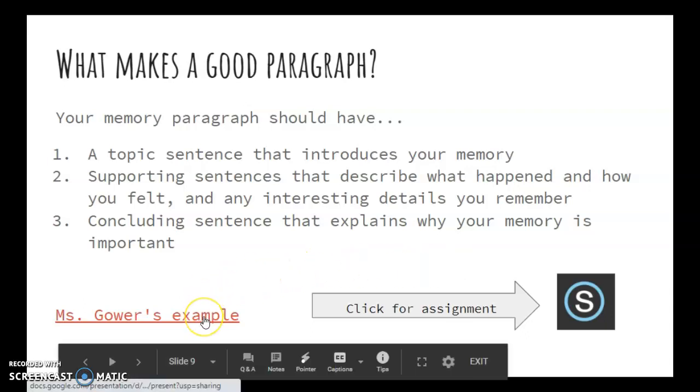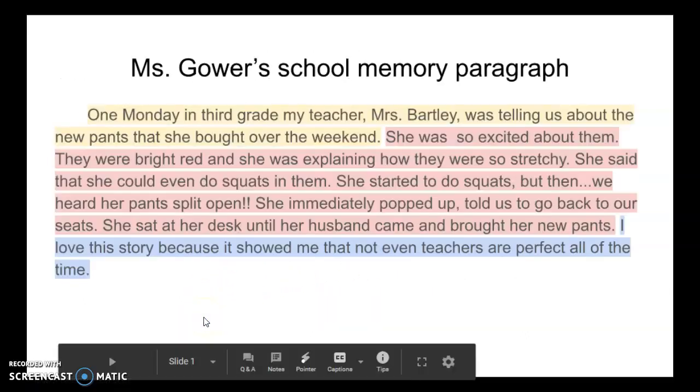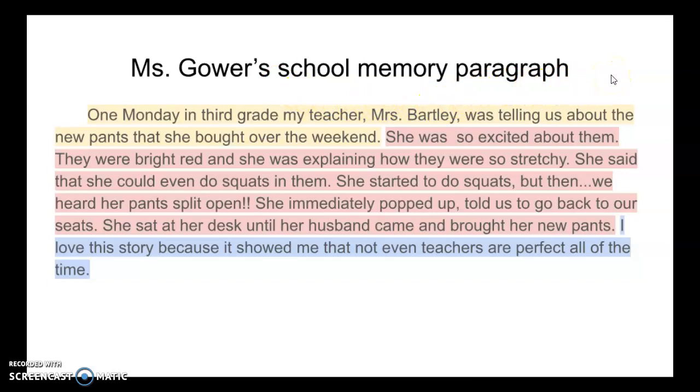Now, my example that I promised I'd show you is Miss Bartley's pants. My topic sentence is, one Monday in 3rd grade, my teacher, Miss Bartley, was telling us about the new pants that she had bought over the weekend. She was so excited about them. They were bright red, and she was explaining how they were so stretchy. She said she could even do squats in them.